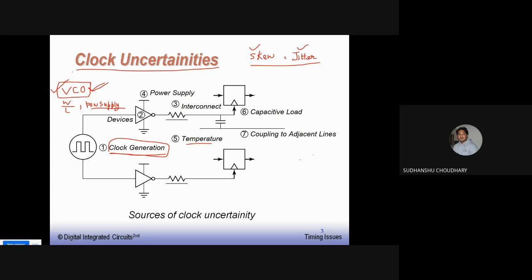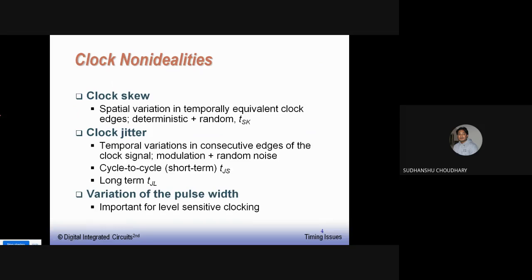So what is jitter? Let us first understand. Before that, let us talk about clock skew. Skew means spatial variation in temporally equivalent clock edges, and these can be either fully deterministic or maybe random also. So clock skew is spatial variation in the clock signal, and clock jitter is the temporal variation in the clock signal.